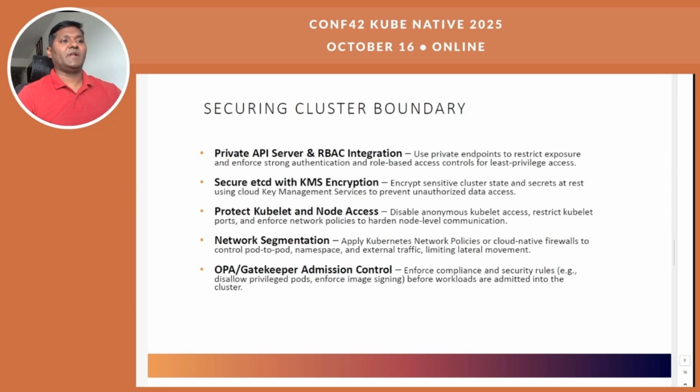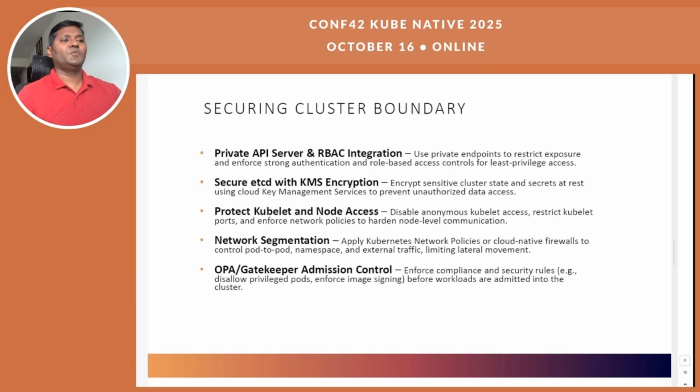First, a private API server combined with RBAC integration limits control plane exposure. By using private endpoints and enforcing strong authentication with role-based access controls, only authorized users can interact with cluster resources, following the principle of least privilege. Next, etcd storage, which stores all the cluster configurations and secrets, must be protected. Encrypting etcd data at rest using key management service KMS ensures that even if storage is compromised, sensitive data remains inaccessible.